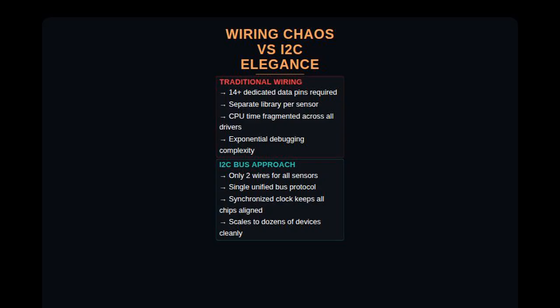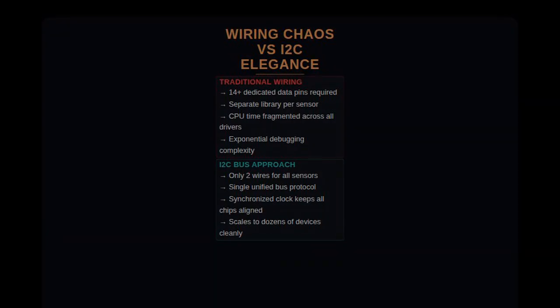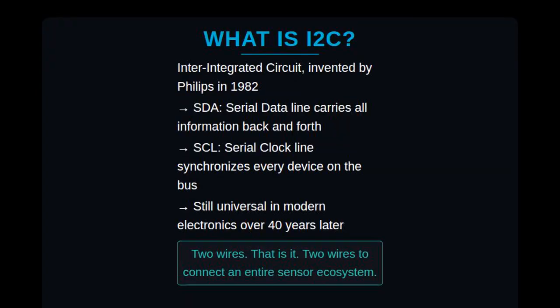That's it, 2 wires. One is called SDA, serial data. This is the wire that actually carries your information back and forth. The other is called SCL, serial clock. This is the wire that keeps everyone synchronized, like a metronome that tells every chip on the bus exactly when to listen and when to speak.